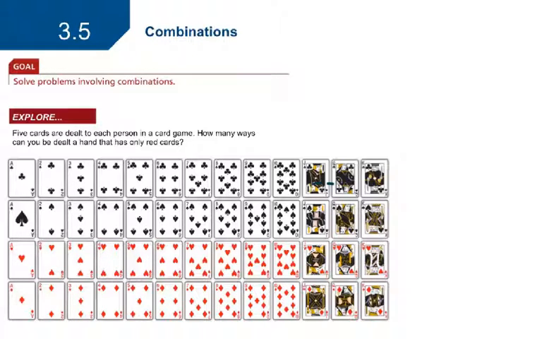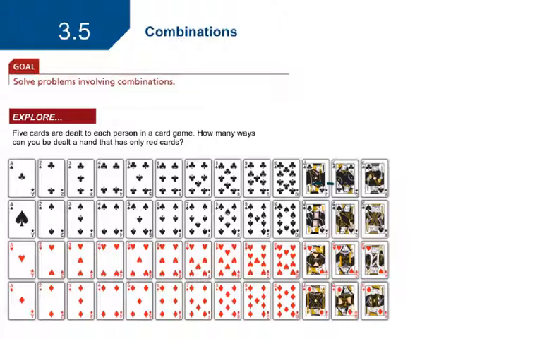So with a permutation, we might be asking a question: in how many different ways can three runners finish first, second, and third in a race? It does matter who's first, who's second, or who's third. With a combination question, we might be asking how many ways can we choose a committee of people. It doesn't matter who gets chosen first, second, or third, as long as you get chosen.